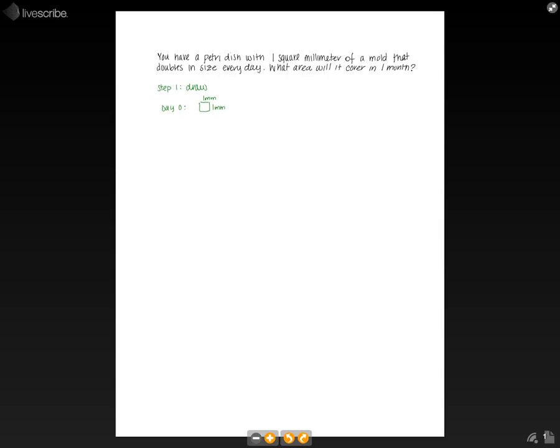Alright, so on day 1, that size doubles, which means instead of being 1 millimeter by 1 millimeter, we're now going to have 2 of these squares. So we're going to be at 2 millimeters by 1 millimeter.